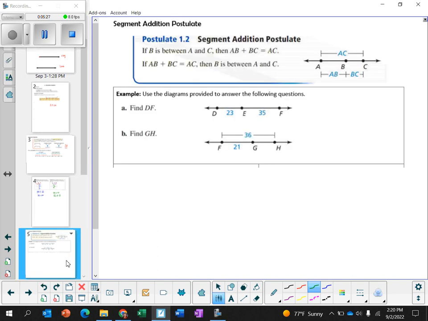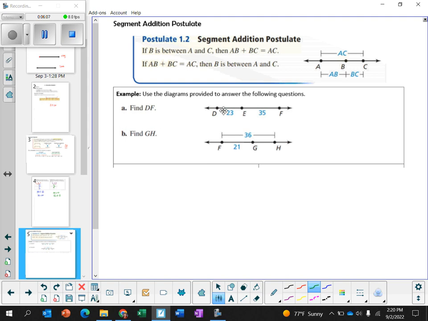The next thing we're going to talk about is called the segment addition postulate. And this is something else that's actually pretty big in geometry. So the segment addition postulate says that if I have a segment AC, and B is between A and C, then I could say the length of AB plus the length of BC is equal to the entire length of AC. So it's saying the sum of the two smaller pieces equals the whole thing, right? So they made a little equation here, AB plus BC equals AC. So if we're stuck, we could always make one of these equations.